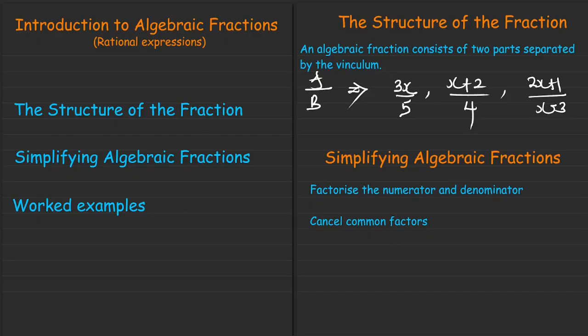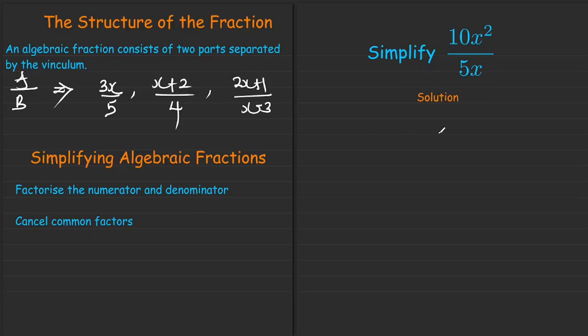Let's take some examples. So in our first example here, we have 10x squared over 5x. Now, how do we go about it? If you look at this, there's no factorization, you see. So they are all just 1 times each. Hence, to simplify, our 5 divides the 10 how many times? 2 times.